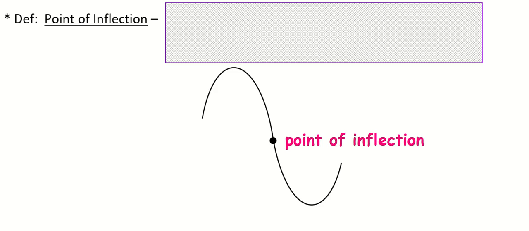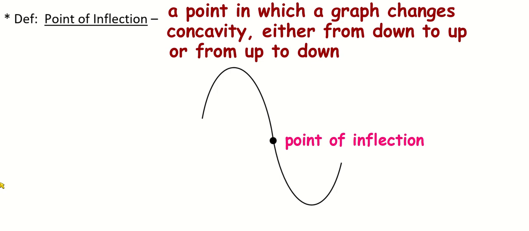And a point of inflection is where we're changing concavity, either from concave down to concave up, or concave up to concave down, kind of like here. So hopefully that makes sense, that we're concave down on this whole piece right here, it's curving down, but at this moment we start to curve the other way. So that would be a point of inflection.